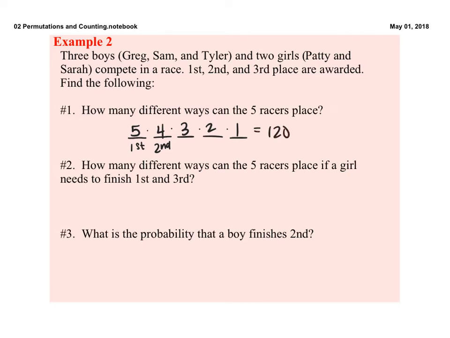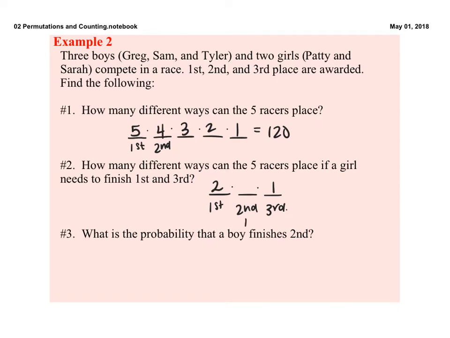Then it says, how many different ways can the 5 racers place if a girl needs to finish first and third? So let's just narrow this down to just first, second, and third place. We had 2 girls to choose from, Patty and Sarah, and they both need to finish first and third. So when I think about first, there's 2 girls that could finish. It could be Patty or Sarah. But then when I go to third place, I only have 1 female left to choose from, and it's either going to be Patty or Sarah, whoever is left over and didn't get chosen for first.